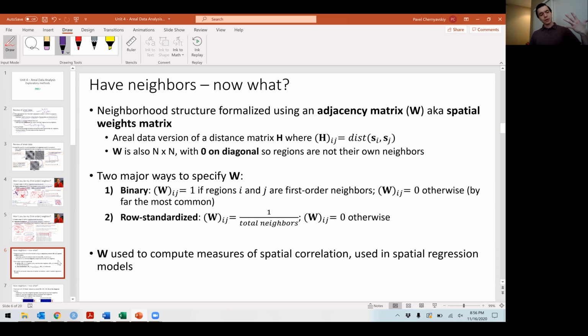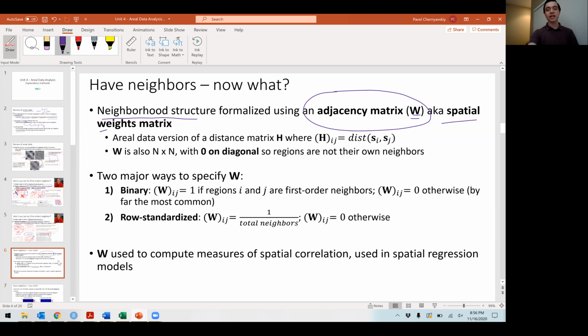All right, so you have decided how you're going to count your neighbors. What do you do now? Well, you're going to encode this neighborhood structure into what is called an adjacency matrix. Most often it is a W, and I think the reason is that it's sometimes called a spatial weights matrix. Spatial weights matrix. So you think of what is W.